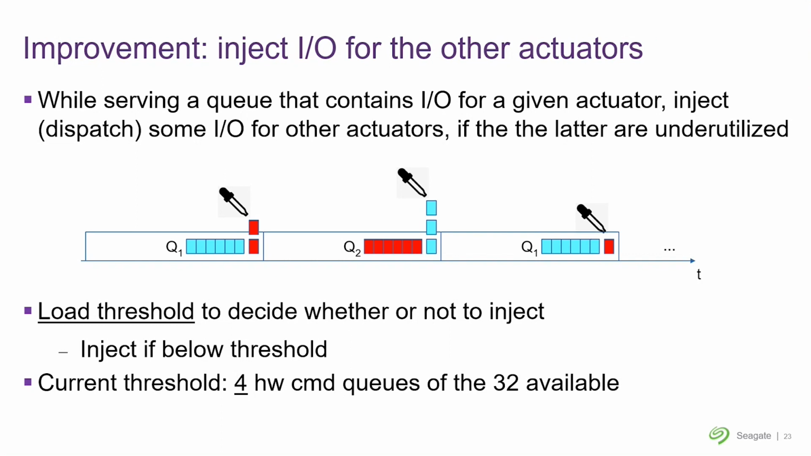And having 4 command queues of the 32 available is a really good number for sequential workloads. You only need 2 or 3 command queues to keep an actuator fully busy with sequential workloads, and even with random workloads with smaller I/O, we found that we generally get something close to 75% performance out of that actuator as long as it has access to at least 4 hardware command queues.